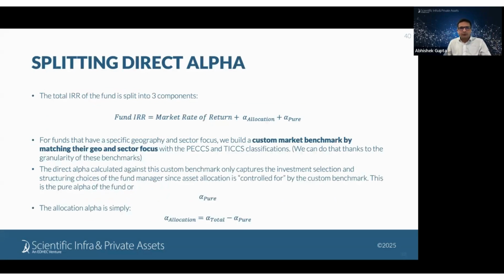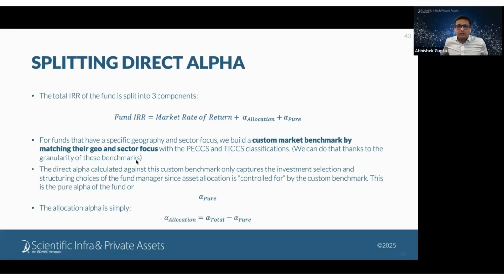So in terms of a simple equation, we say that fund IRR roughly can be split into three components: market return, alpha due to allocation, and alpha due to pure selection of investments. For funds where we have a specific geography and sector focus, we build a custom benchmark by matching their geography and sectors.